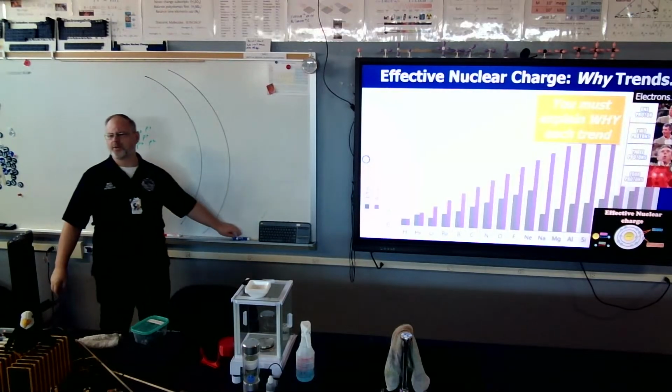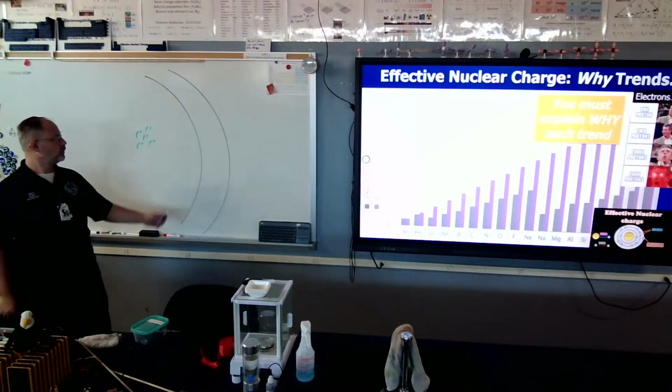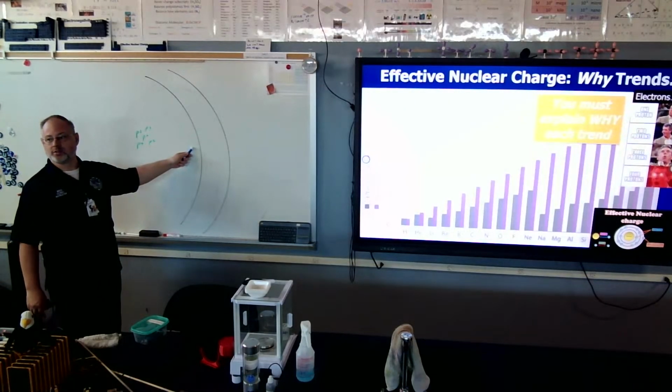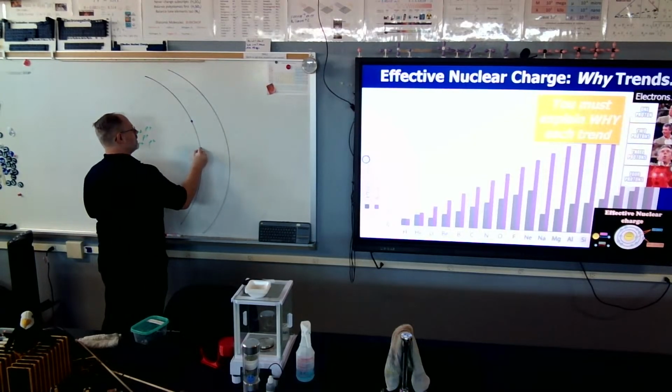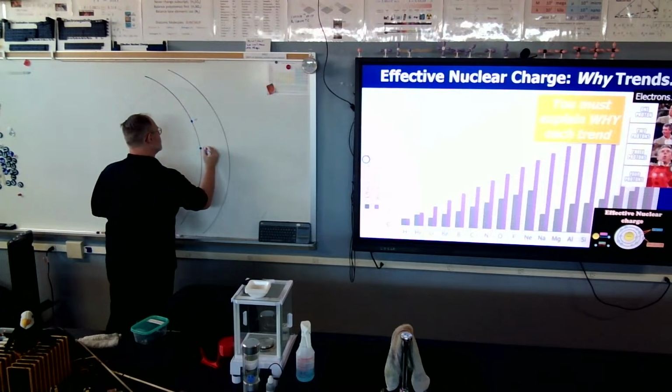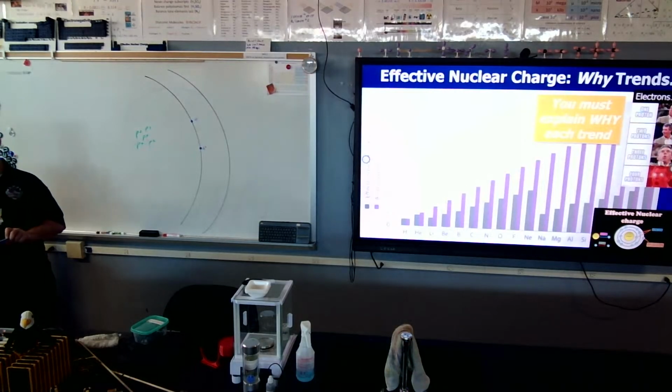How many electrons are going to be in the first shell? How many electrons are in this shell? 2. There's 2 electrons in this shell. There's 1, there's 2. This is the 1s1. This is the 1s2. Looking familiar? Yes. Okay, so how many electrons are left?